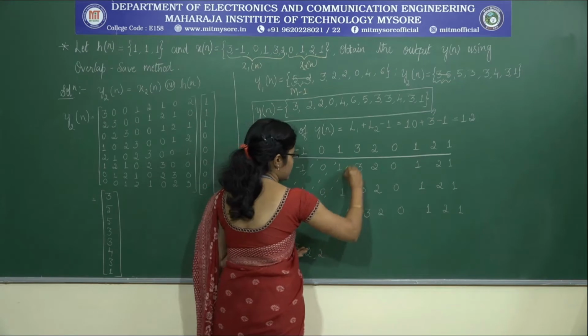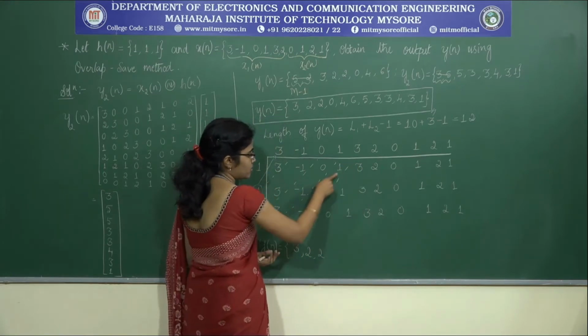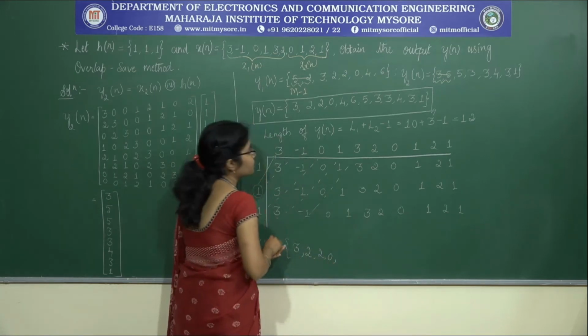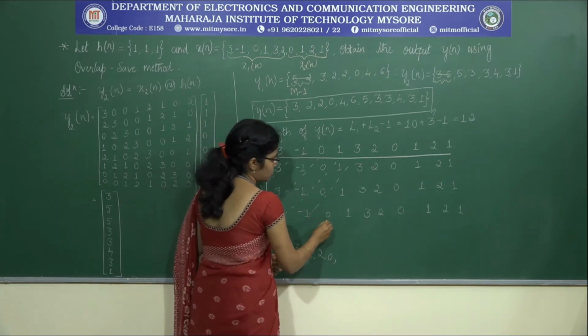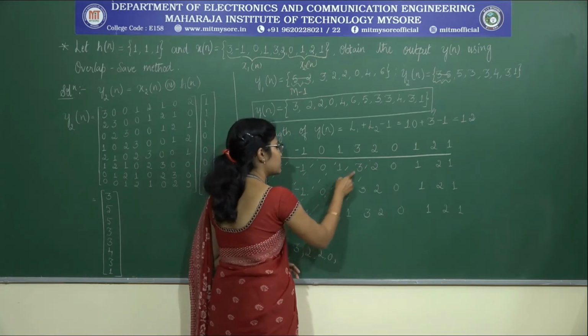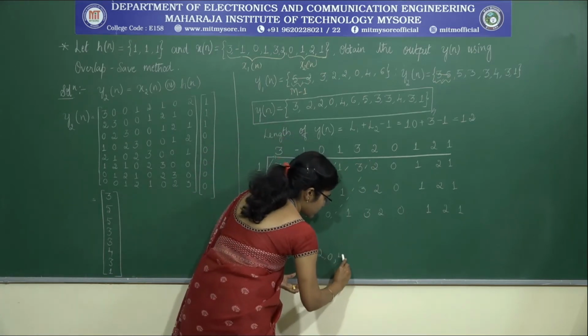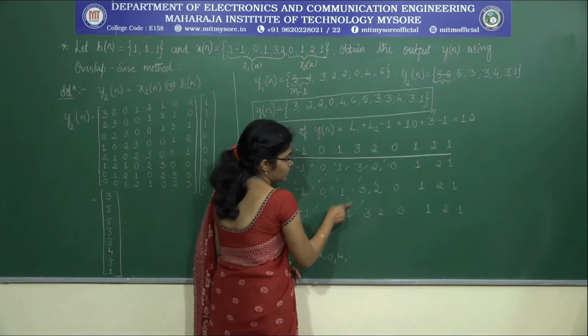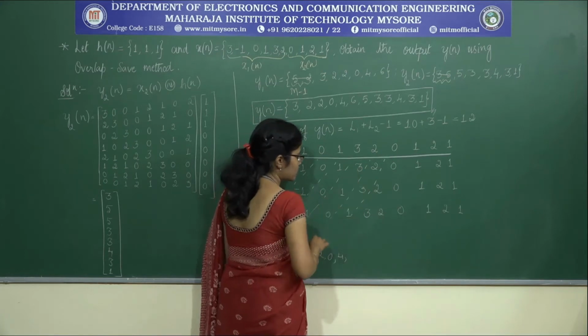Again the next element should be this: minus 1 plus 1 gets cancelled. So, the value we are getting is 0. Again coming to this one, this should be the next element, that is 0 plus 1 is 1, 1 plus 3 is 4. So, write it as 4. Again the next element should be this one. 1 plus 3 is 4, 4 plus 2 is 6.